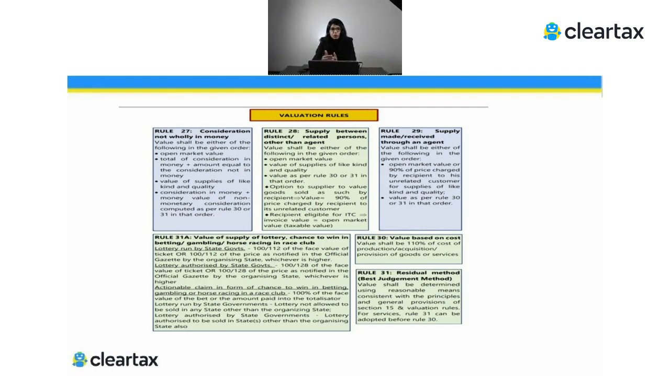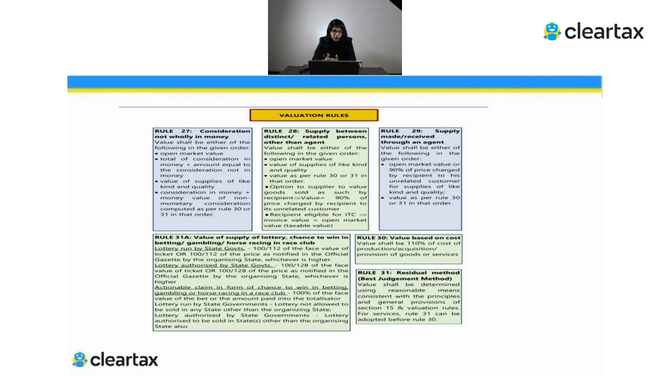Rule 30 talks about 110% of the cost and so on, and rule 31 is our residual method, which talks about your best judgment assessment. We'll understand what that means. So this is how we have to compute the price if price is not the sole consideration. Now we'll go with the other rule, rule number 28, which talks about supply between distinct or related persons other than agent.